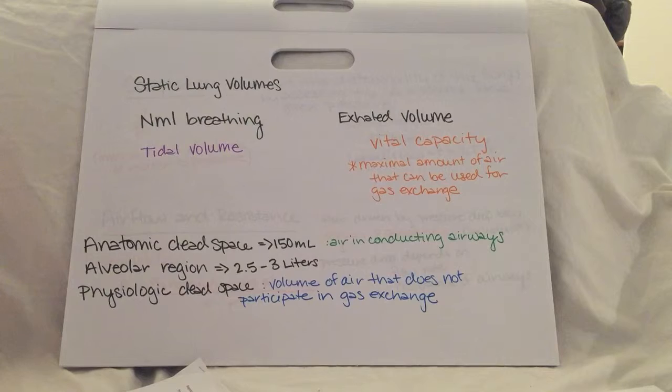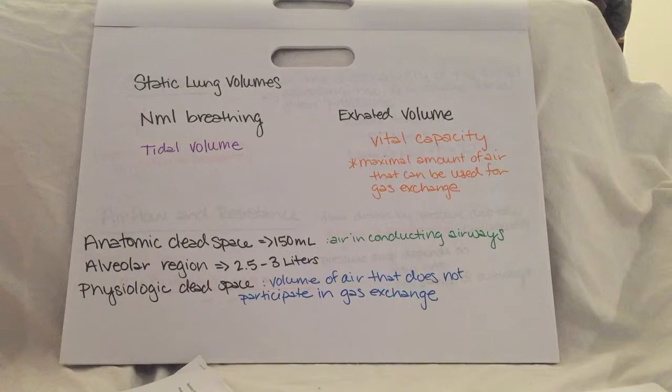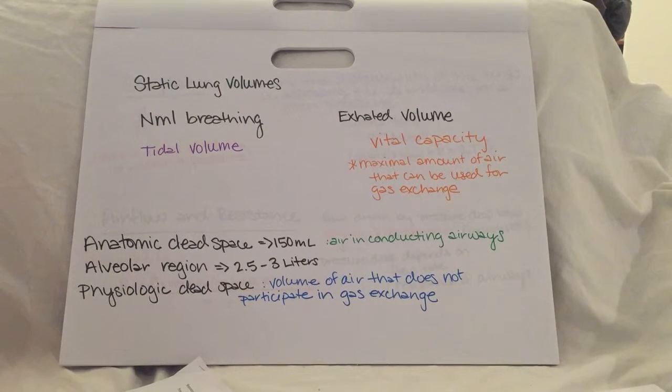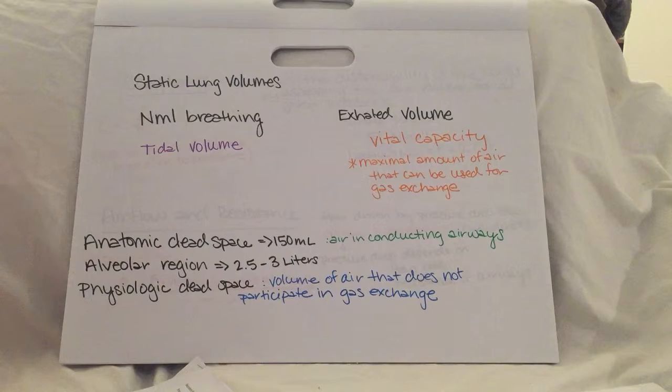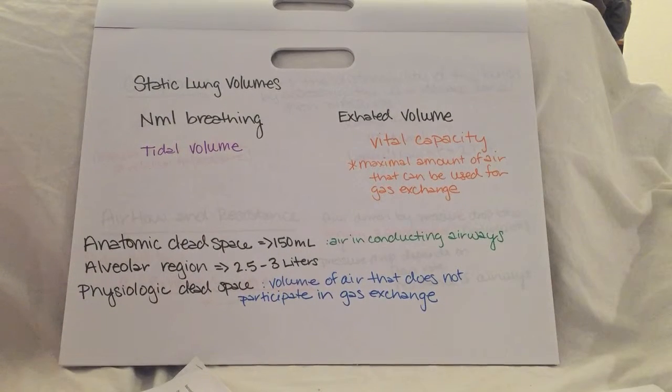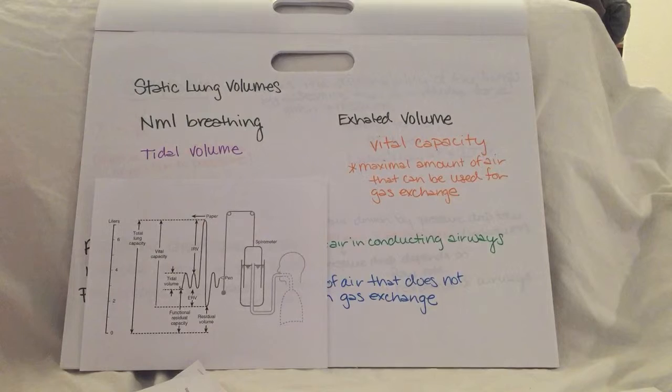Our static lung volumes are essentially our normal breathing, which is our tidal volume. And we need to remember that our tidal volume includes mixture of gas from anatomic dead space as well as alveolar gas. So not all of the volume that you breathe in is going to be contributing to your respiratory exchange. Our exhaled volume, on the other hand, is our vital capacity. Gas that remains in the lung after maximal expiration is called our residual volume. You can see this on this diagram of spirometry.